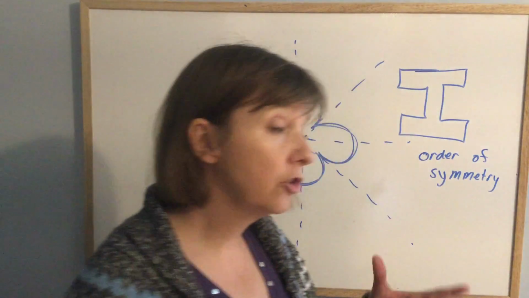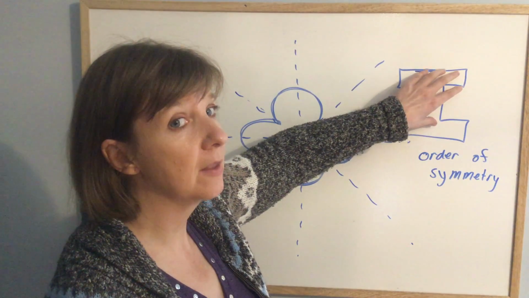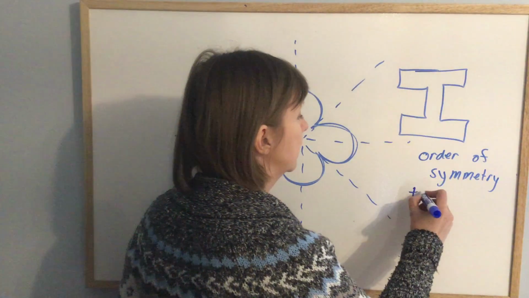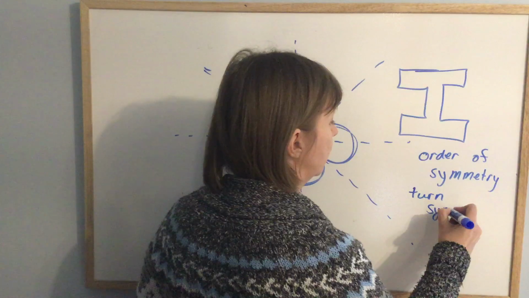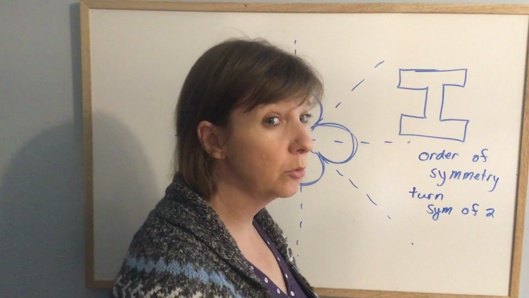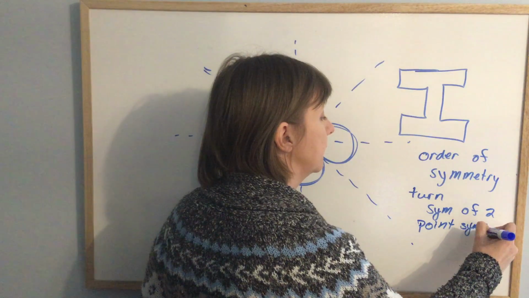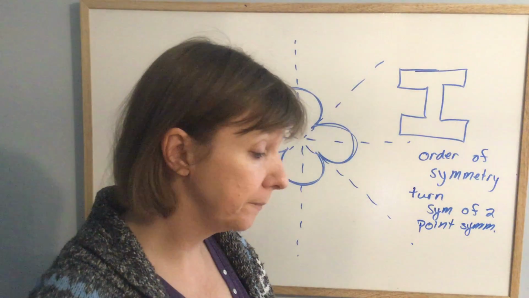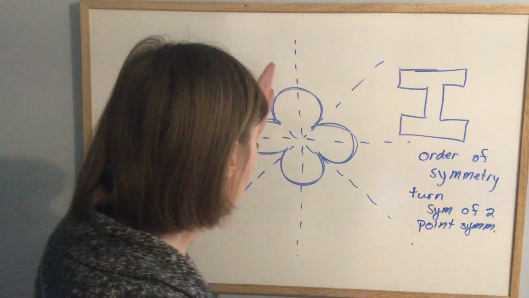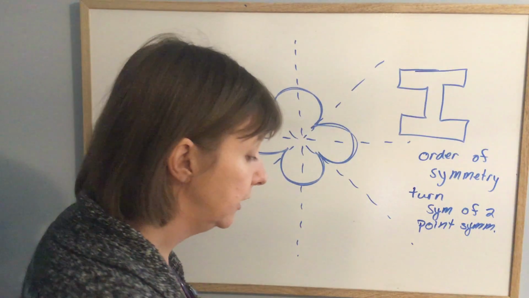If something has a turn symmetry of 2, in other words, there are only 2 ways this one looks the same, right side up or upside down, there's a word for that. It's called having point symmetry. All right, that's it. Honestly, that's as hard as this gets. So there are lines of symmetry and there is turn symmetry. That's all you need to know.